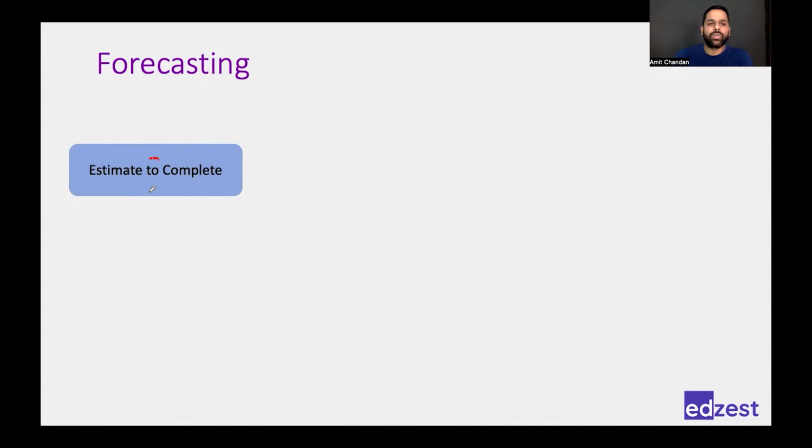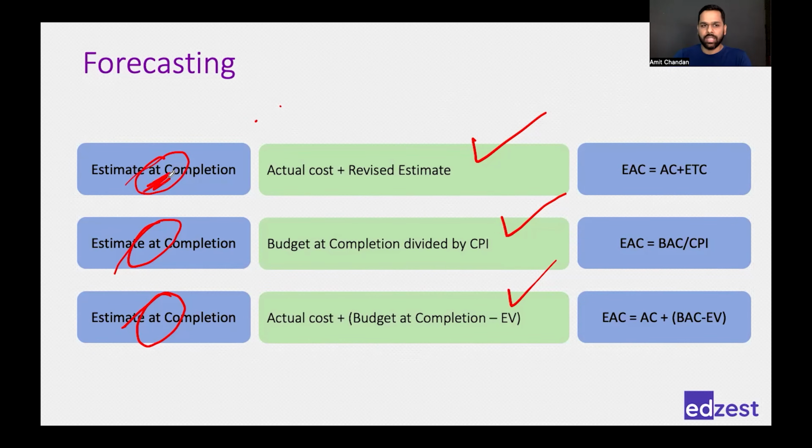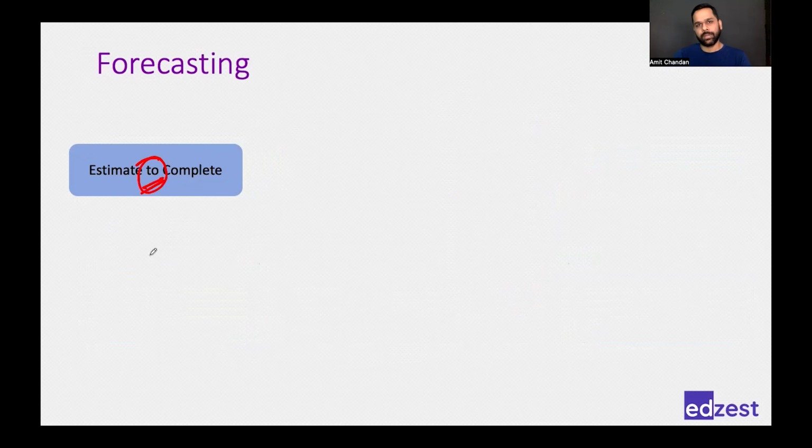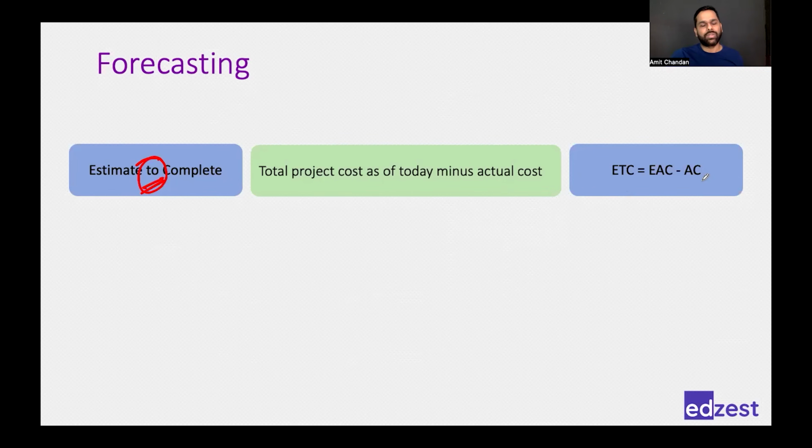My estimate to complete. Okay, this was estimate at completion. This is estimate to complete. My estimate to complete is my revised budget for the remaining work. Okay, what is my planned expense for the work that is remaining? It is nothing but my total revised budget minus actual cost. See, all we are doing is putting the right-hand side into left-hand side, nothing else.